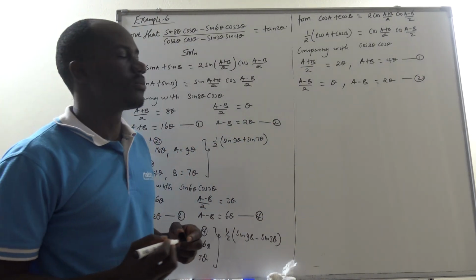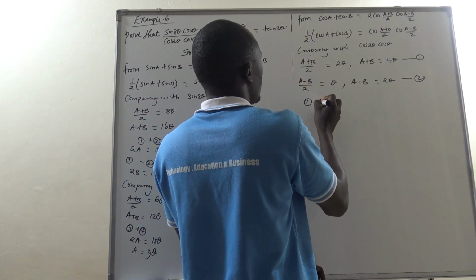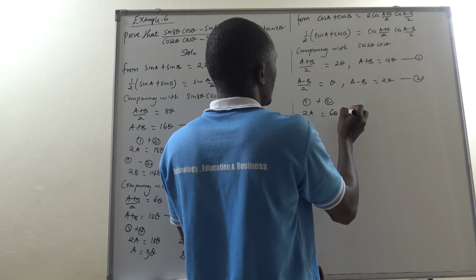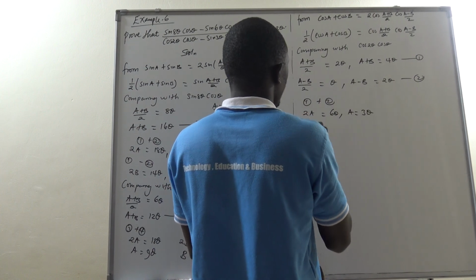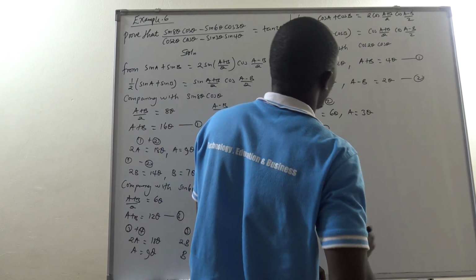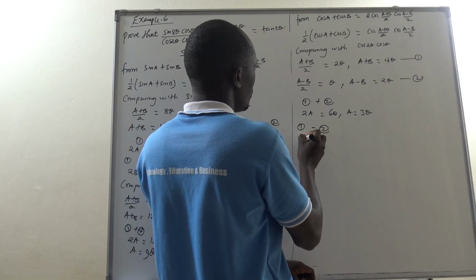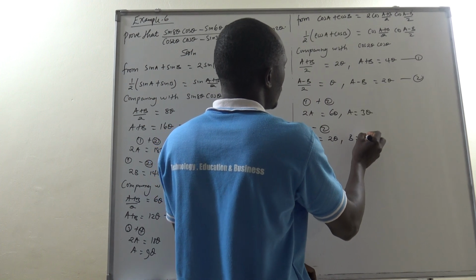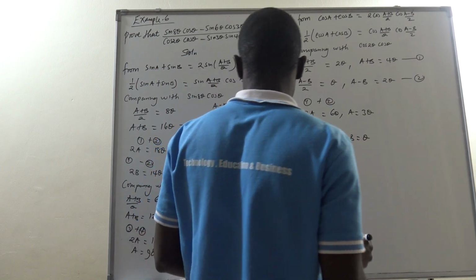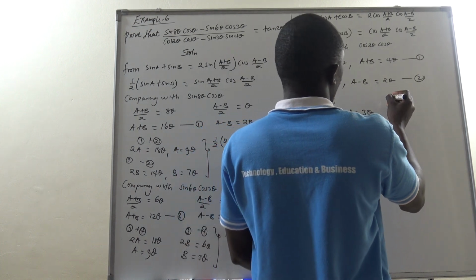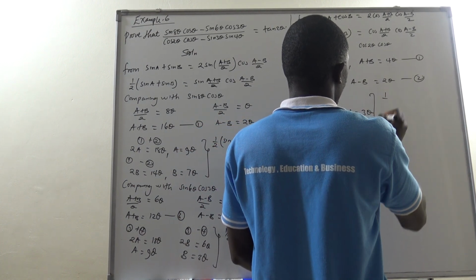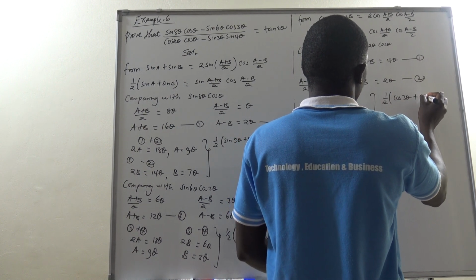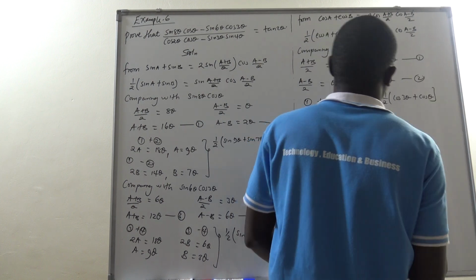We are going to solve them simultaneously. I can say equation 1 plus 2, we are having 2a equals 6 theta. It means a is 3 theta. 1 minus 2, we are having 2b equals 2 theta, which implies that b equals theta. So when you try to write our equation, it will become a half into cos 3 theta plus cos of theta. So that one will be done.